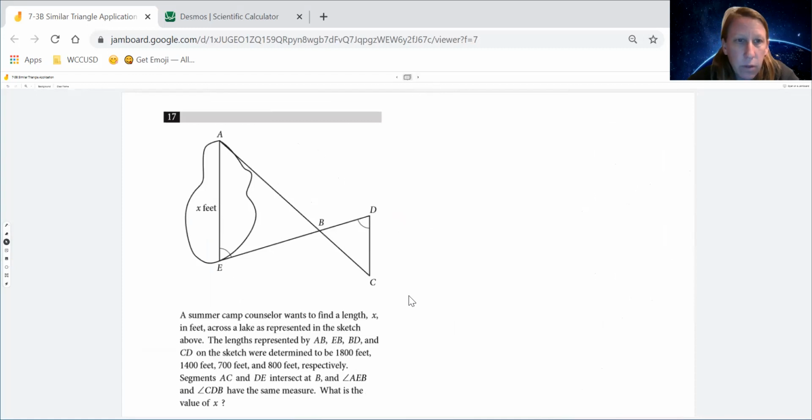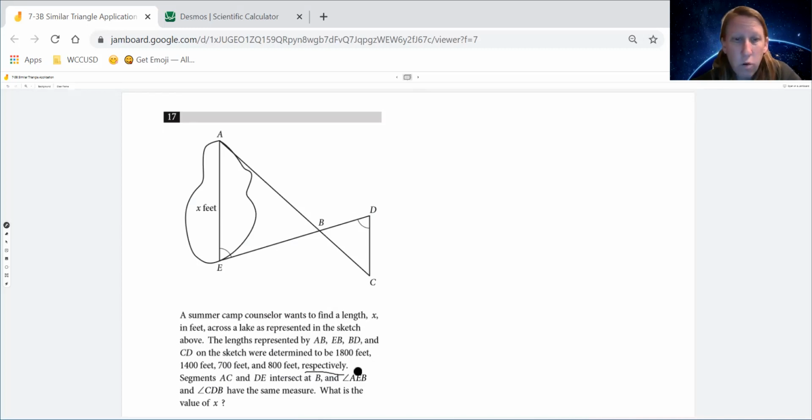All right, this one is on the SAT. We'll probably go over it again. It looks like the one we started with. So the SAT likes to put stuff on there too. Summer camp, a counselor wants to find the length in feet across a lake. The lengths represented AB, EB, BD, CD in the sketch are determined to be 1,800, 1,400, 700, and 800 feet, respectively.